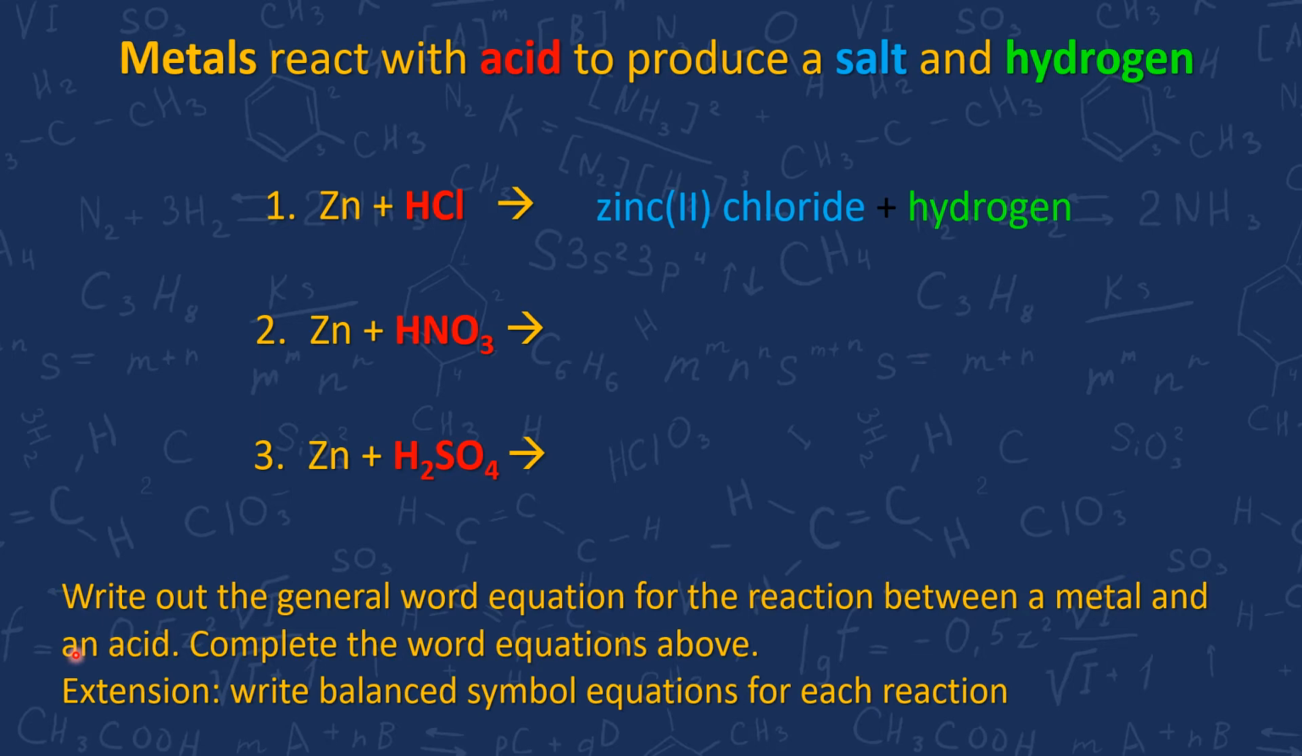Now I want you to try the other two, please. So I want you to write out just the word equation. You don't need to do the symbol equation. So write out the general word equation for the reaction between a metal and an acid. So complete the ones above, please. And as an extension, you can try and write balanced symbol equations for each reaction. But what I want you to concentrate on is just doing the word equation, please. So pause the video here and I'll reveal the answers in 5 seconds.